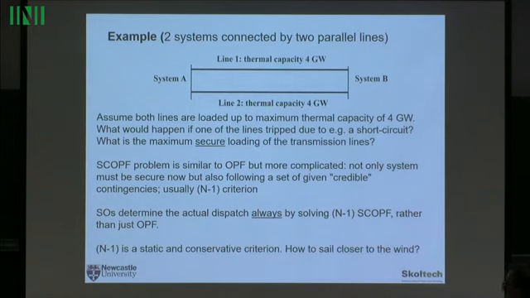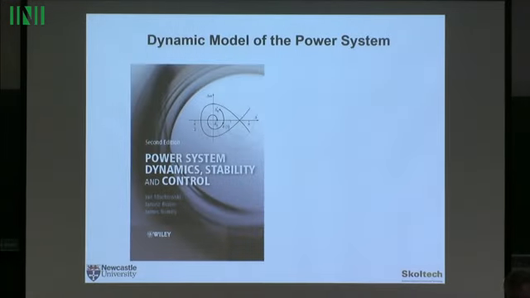But it's a static and conservative criterion, so the question is how to do it cleverly. Any questions?